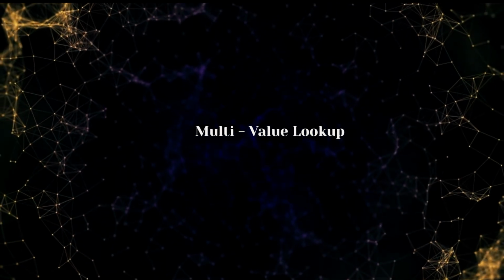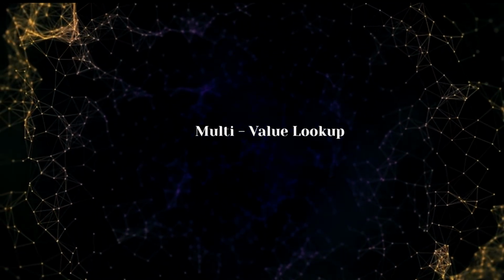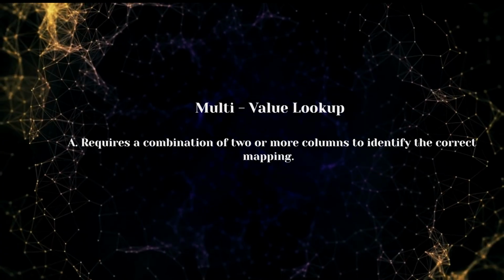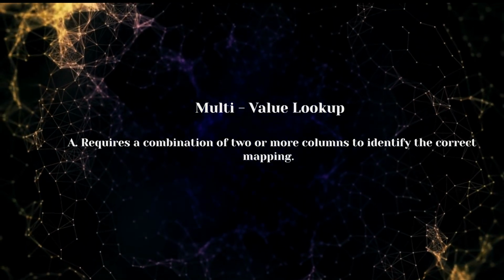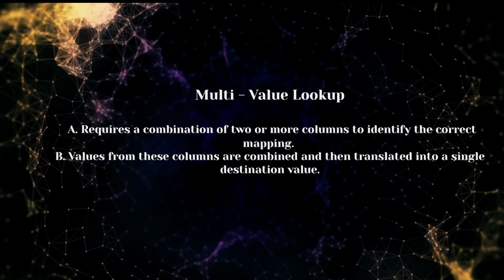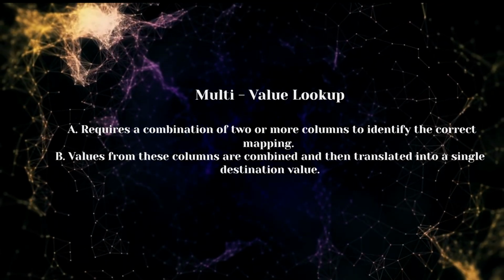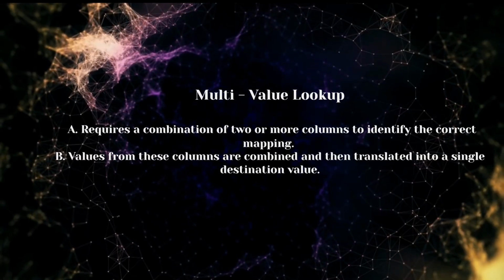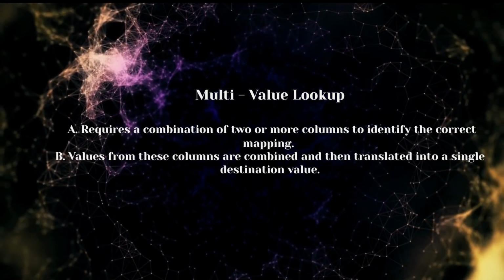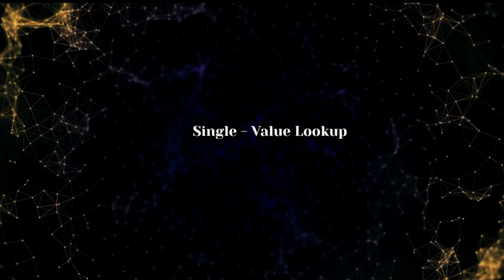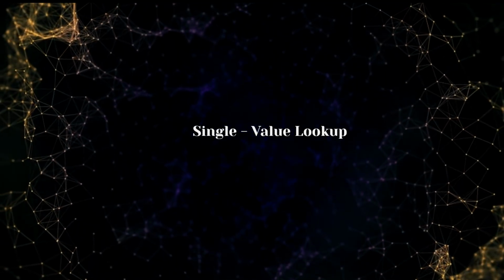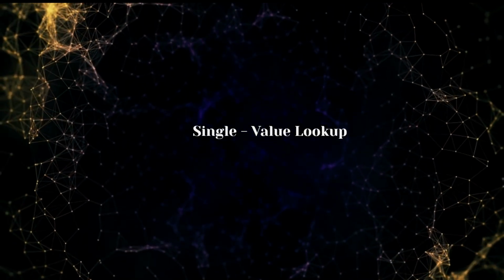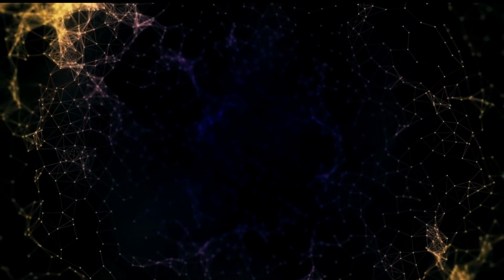Multi-value lookup: this lookup requires a combination of two or more columns to identify the correct mapping. The values from these columns are combined and then translated into a single destination value, making it suitable for scenarios where context from multiple fields is needed. Since every subject area needs a single value lookup transformation, we will first walk you through how to do that, and then we'll move on to multi-value lookups.